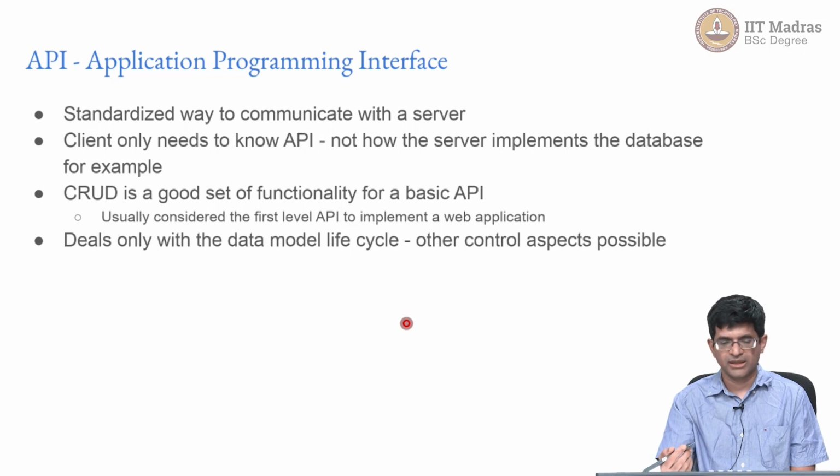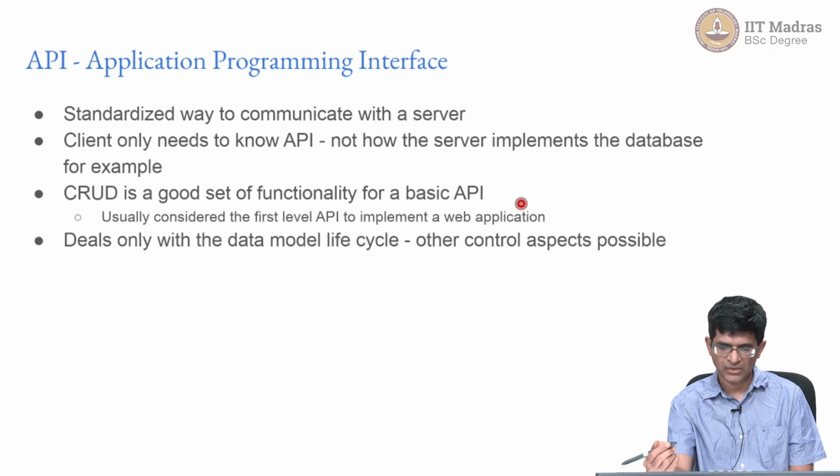Okay. Now, CRUD is a good set of functions well suited to building a basic API, because it is very clearly defined. It tells you this is what needs to be done, and around that, you can then construct an API. You basically tell the user that, look, if you want my server to create an object, you send it a request like this. If you want it to read an object, you send a request like this and so on. And therefore, CRUD is typically considered the first level API, a very common thing that is used in implementing web applications. And remember, of course, that it deals only with the data model lifecycle, although there are other control aspects possible in general.